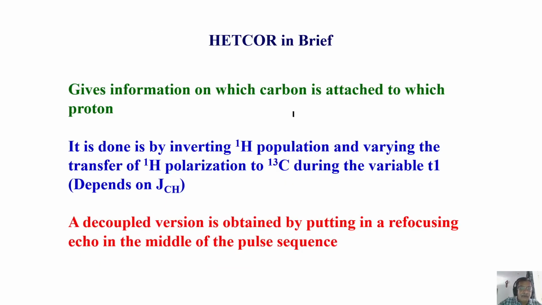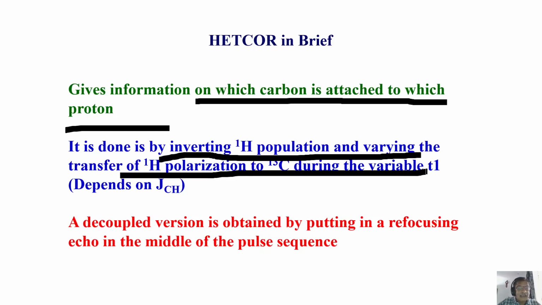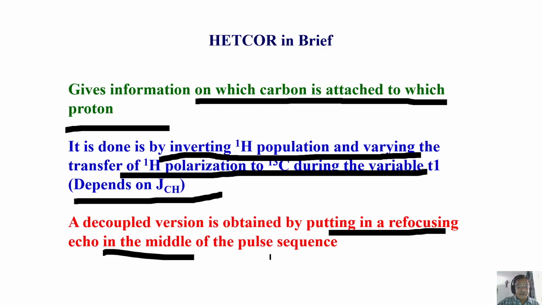So, one important thing is it gives information about which carbon is coupled to which proton. It is done by inverting proton population and varying the transfer of polarization to carbon. Remember, selective polarization transfer we discussed, how we can enhance the signal intensity. Exactly the same idea it is done, but it depends upon JCH. You can have a coupled version and a decoupled version also. The decoupled version can be done by putting in a refocusing echo in the middle of the pulse sequence. See, we discussed there what happens in the case of sequences like this.